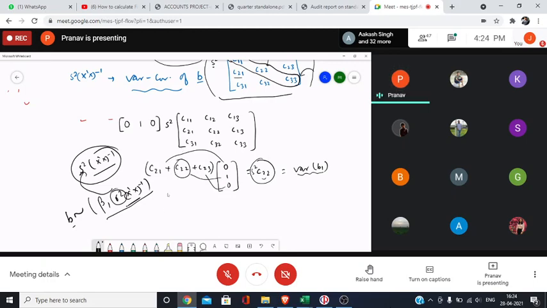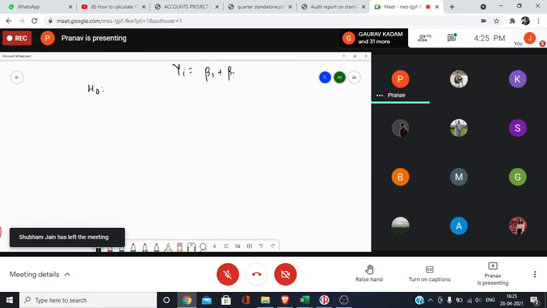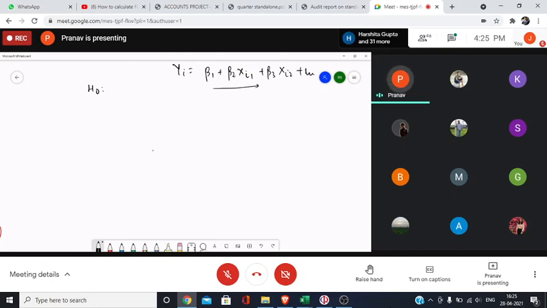Now I give you a time of 20 minutes. You have to find out the expression for the hypothesis, and my null hypothesis is, again, your population regression function is, this is your population regression function. Your null hypothesis is that beta 2 plus beta 3 is equal to 1. Find out the T ratio for this hypothesis.